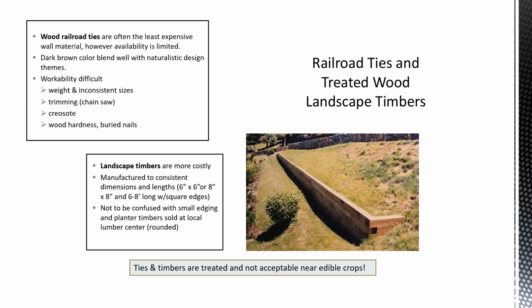The wood railroad ties, again, I like them. They were often the least expensive wall material, but they are very limited on where you can get them. The dark brown color blended well with the naturalistic design themes. The workability was very difficult: the weight, inconsistent sizes. You had to trim it with the chainsaw. And the creosote got all nasty and could really be a nuisance to you.